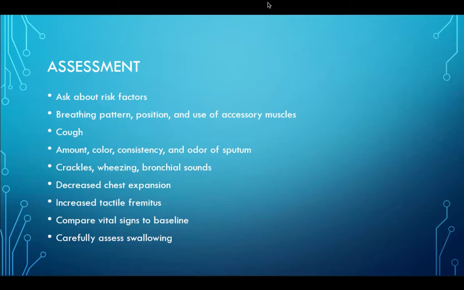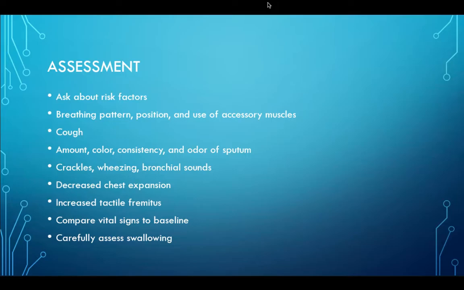We're going to observe the patient's breathing pattern, position, and use of their accessory muscles. And if they're hypoxic, they might be uncomfortable in a lying position and will often sit upright, kind of balancing themselves with their hands in a tripod position.